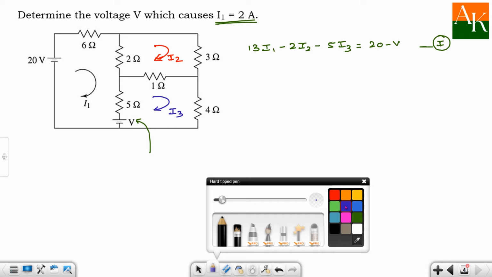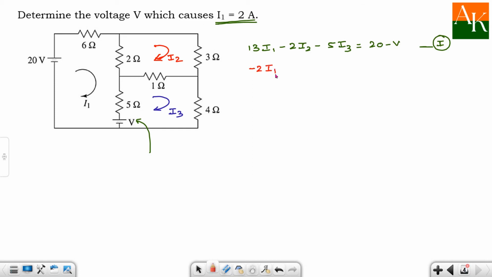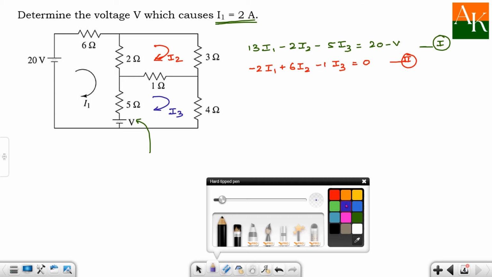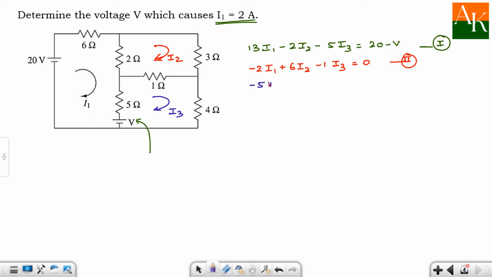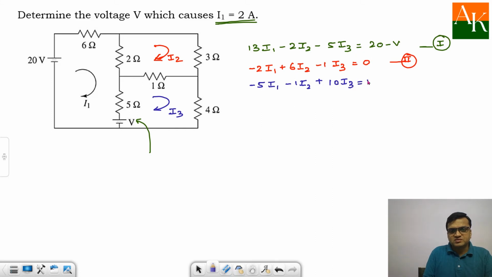Equation number 2 was minus 2 times I1 plus 6 times I2 minus 1 time I3 is equal to 0. This was my equation number 2. You can check this. And equation number 3 was minus 5 times I1 minus 1 times I2 plus 10 times I3 is equal to plus v. This was my equation number 3.